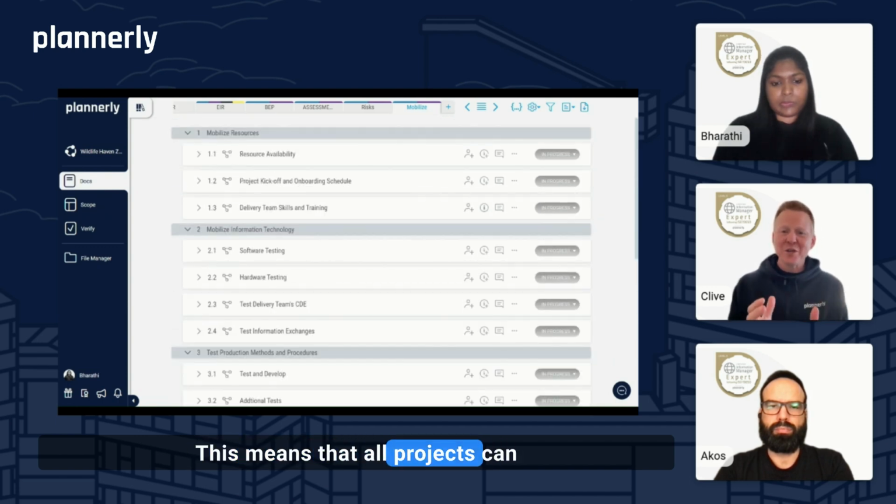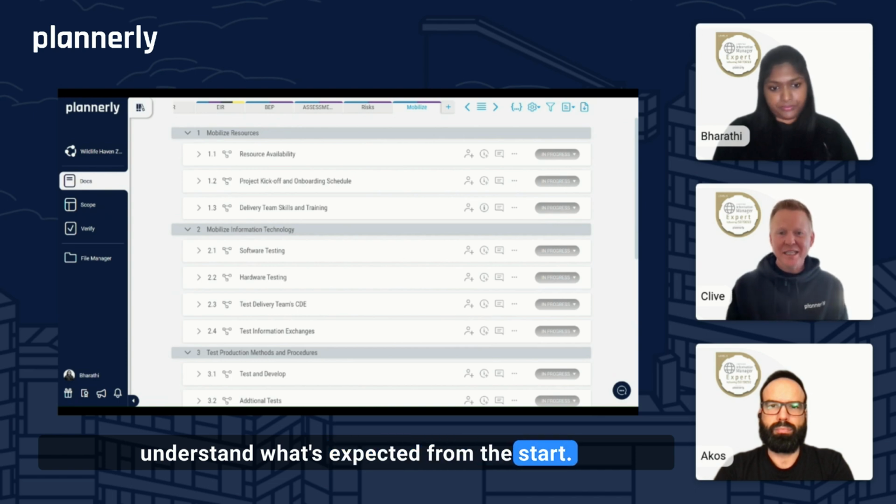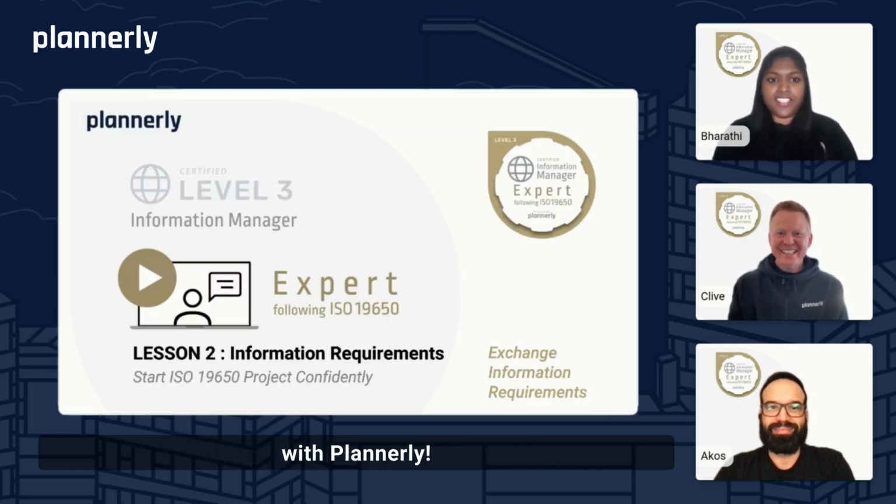This means that all projects can understand what's expected from the start. Remember, don't plan late. Plan early, with Planoly.